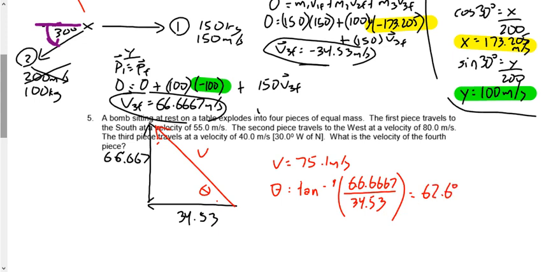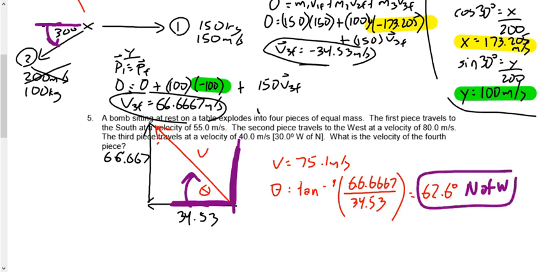62.6 degrees. We were going north and we're going west here. Is this west of north or north of west? We're not measuring the angle from the north. We're measuring it from the west, right? This is west, measuring it from the west, but yet we're going north from the west. So we're going to say that this is 62.6 north of west at a speed of 75.1 meters per second. Okay.